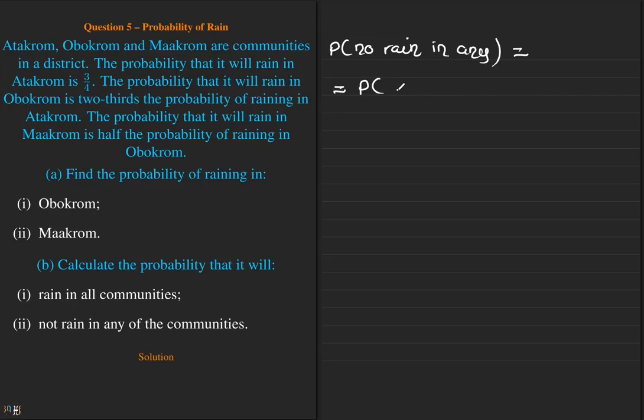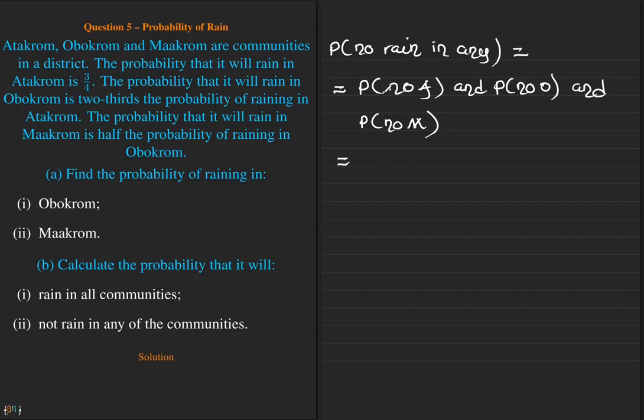They would say it is what? The probability that there will be no rain in Atakrom and no rain in Obokrom, and then no rain in what? Maakrom. This is what it means. But mathematically, how do we write this?